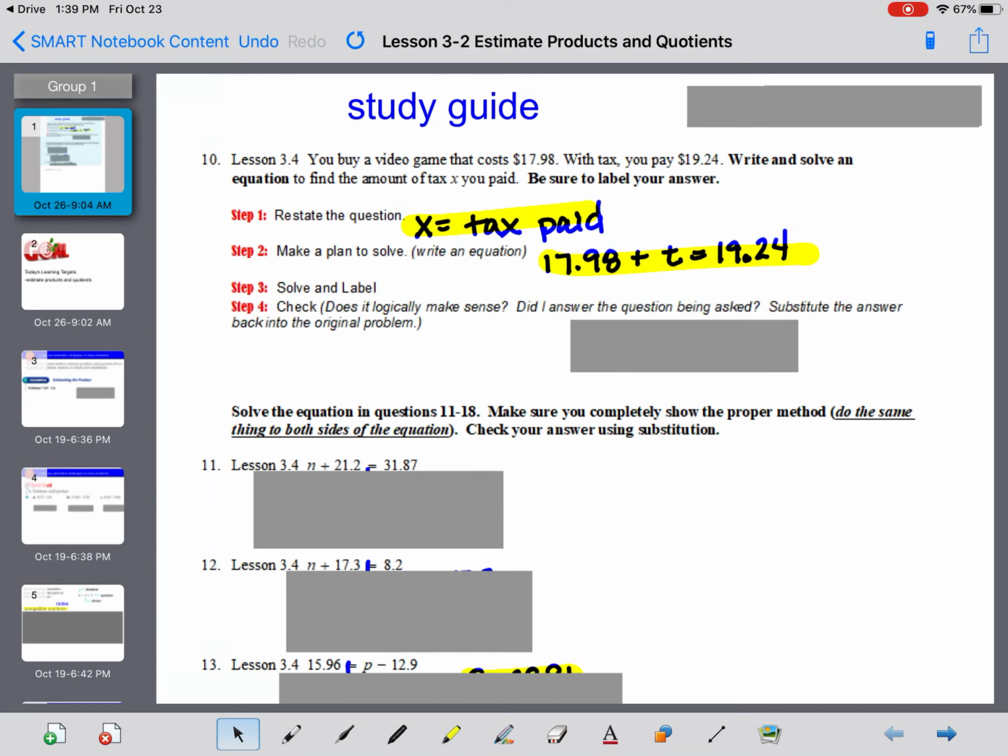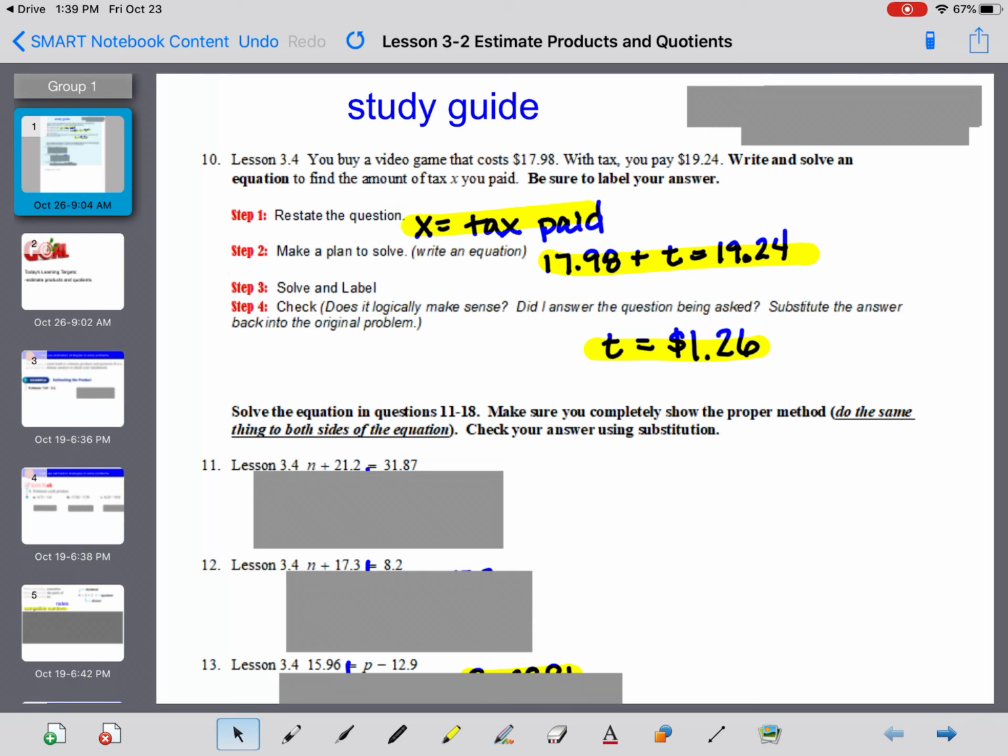When I solve using inverse operations and subtracting $17.98 from both sides, I get a value of $1.26. That remaining balance is the amount of my tax, $1.26.